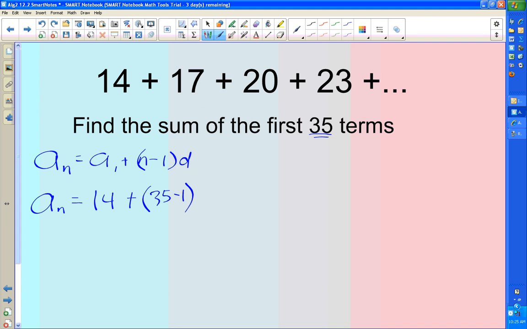times, fantastic. So you can see that everything's plugged in now except for a sub n, which is what we're looking for. So 14 plus 34 times 3 will give you 14 plus 102. And 14 plus 102, how much? 116. That is a sub 35, the 35th term.